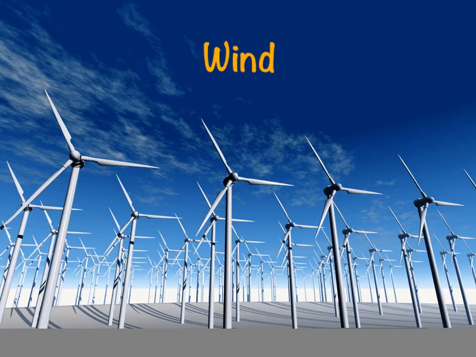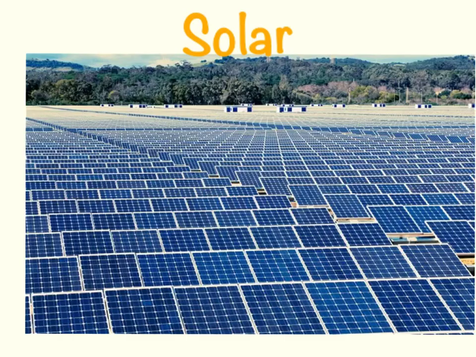Alright, now we're going to move on to renewable energy resources. The first one we're going to talk about is wind. Wind power is just using a windmill to turn an electric generator. Next is solar energy, and solar energy is energy from the sun in the form of radiation. Now, we have enough solar energy every day to power all of Earth's energy needs.